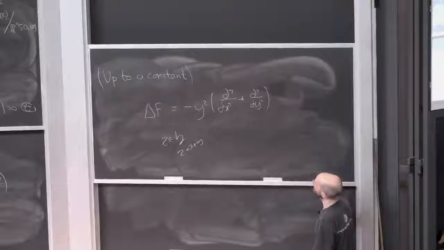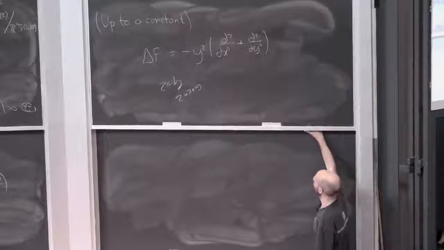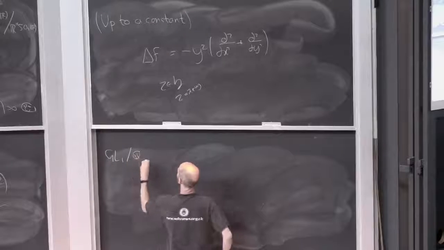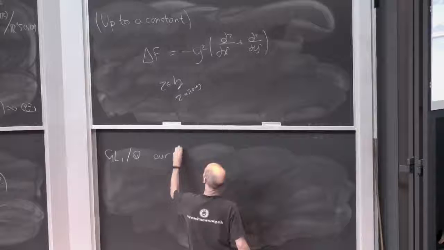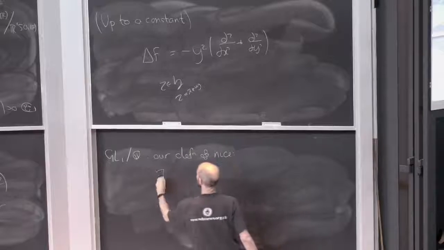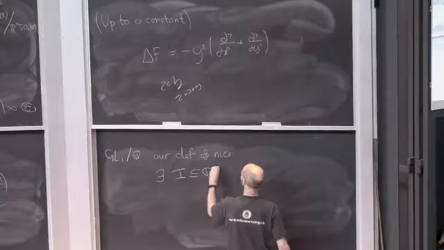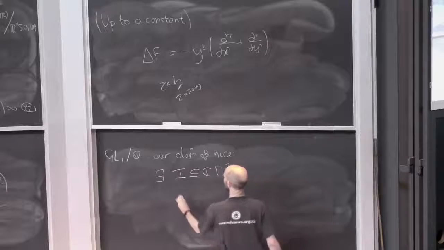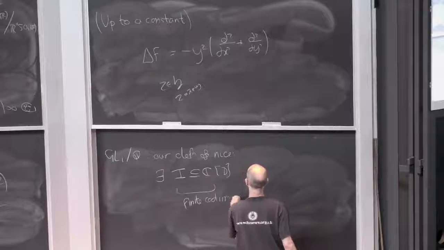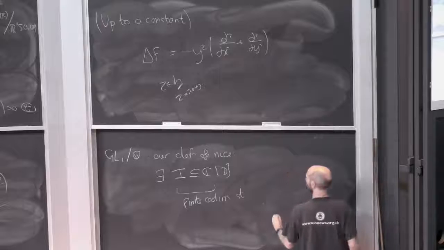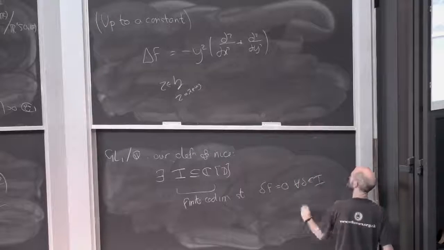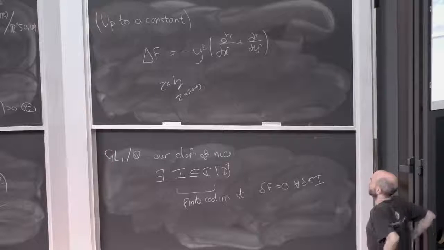So you see what we want. Remember for GL1 over Q, our definition of nice was that there existed some I living in C of D, finite codimension, such that delta of f is 0 for all delta in I.